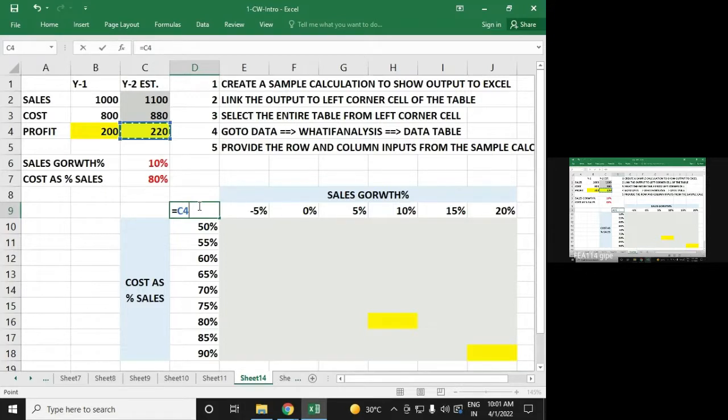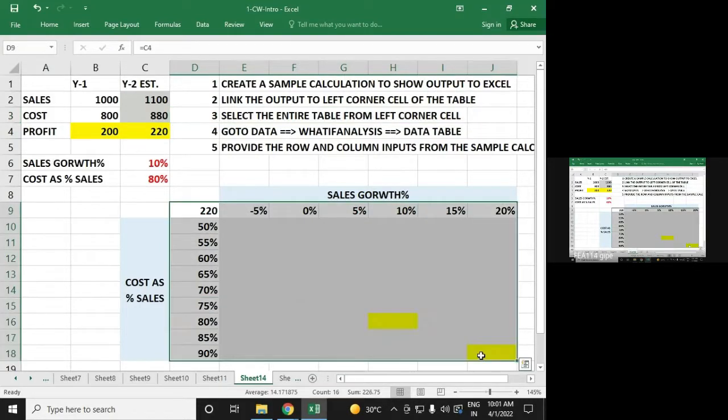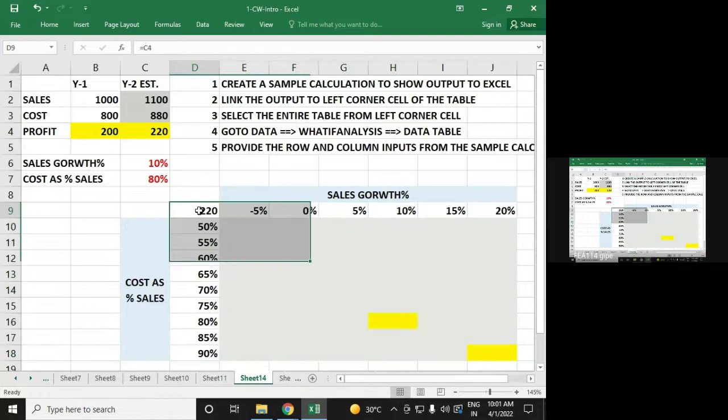Step 3, select the entire table from left top corner. So basically we are defining the array. Select the entire range, starting from the corner cell to where the row ends to where the column ends.